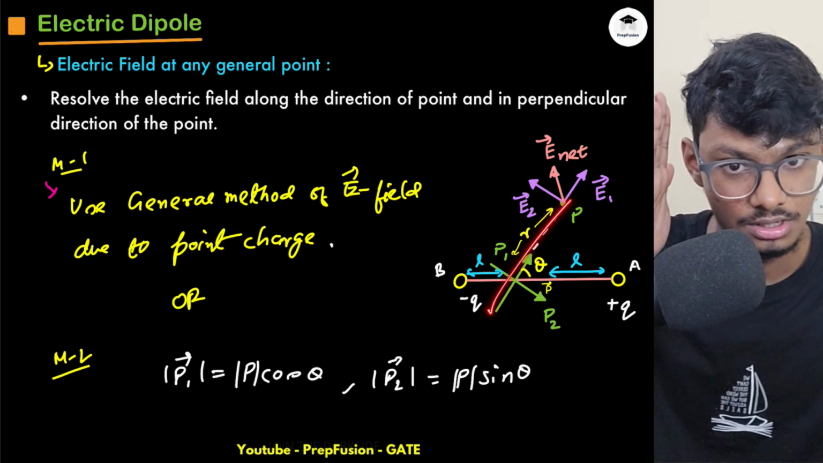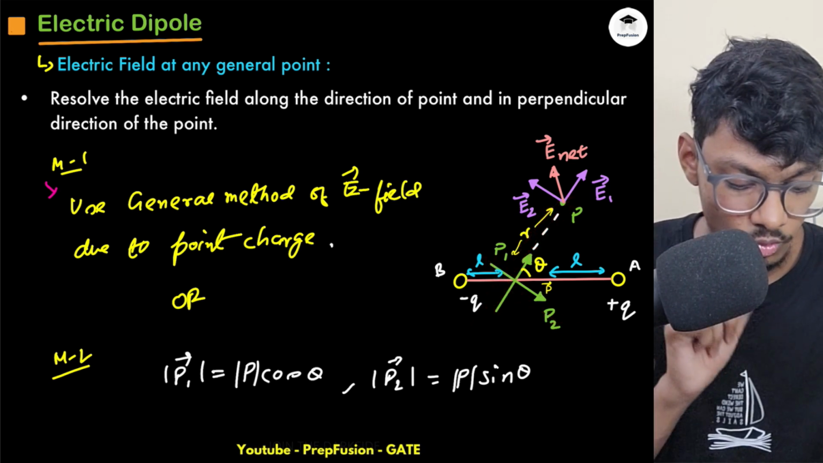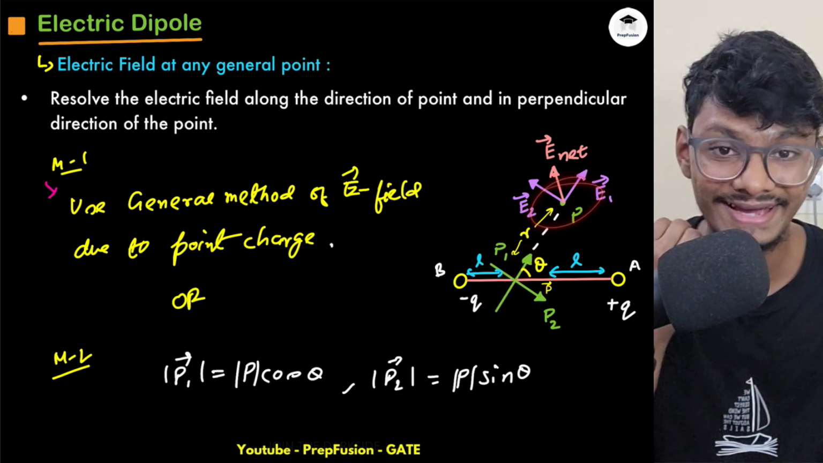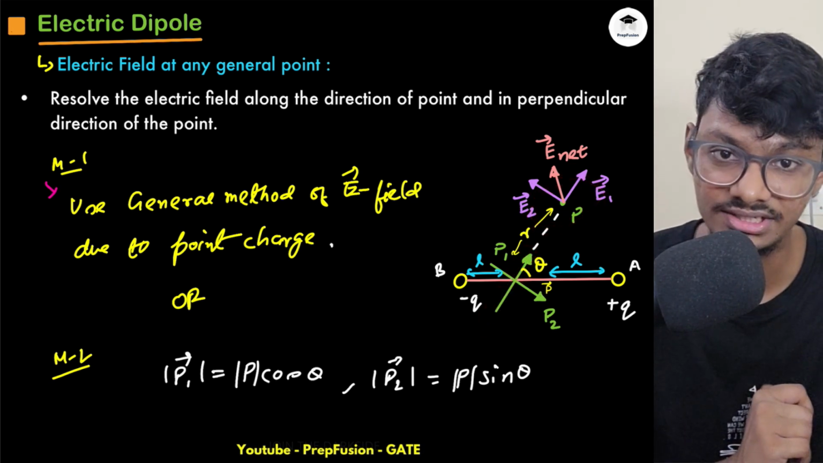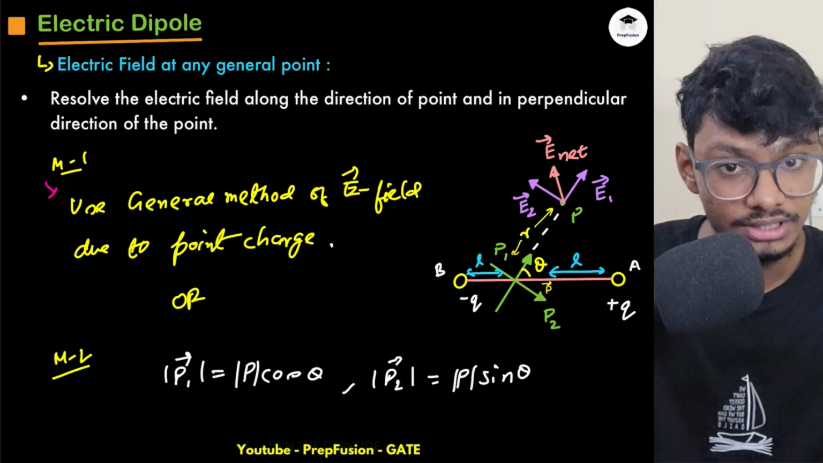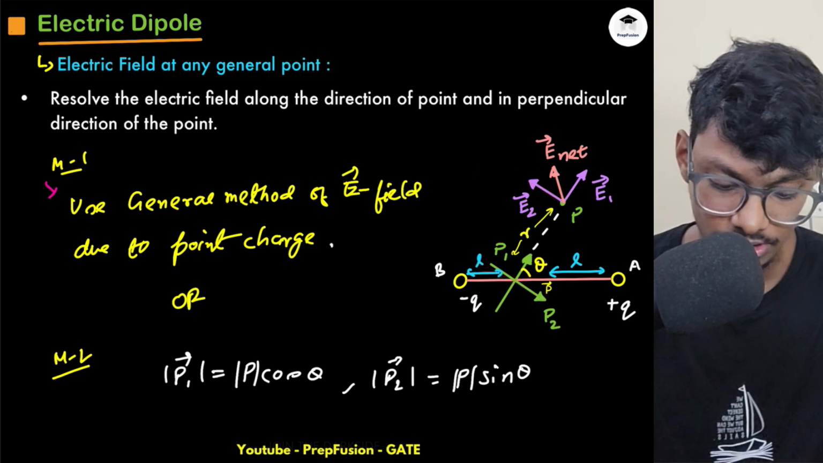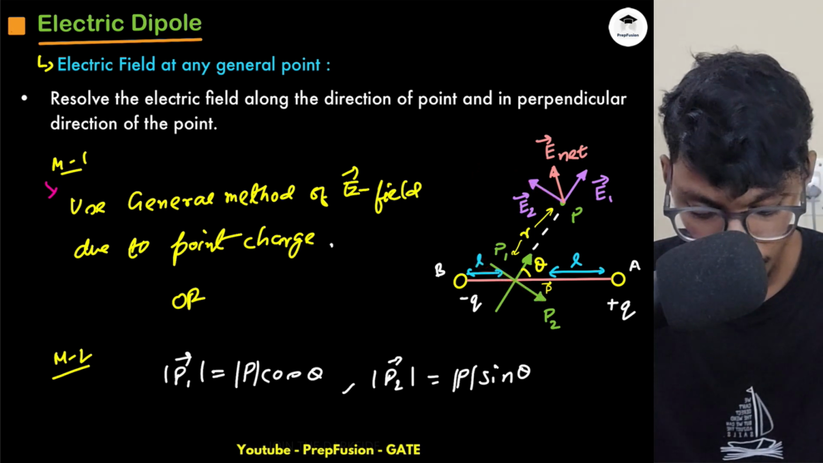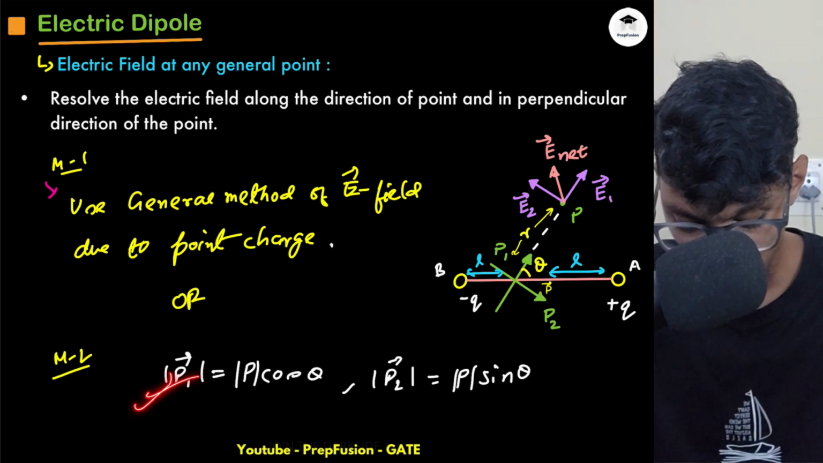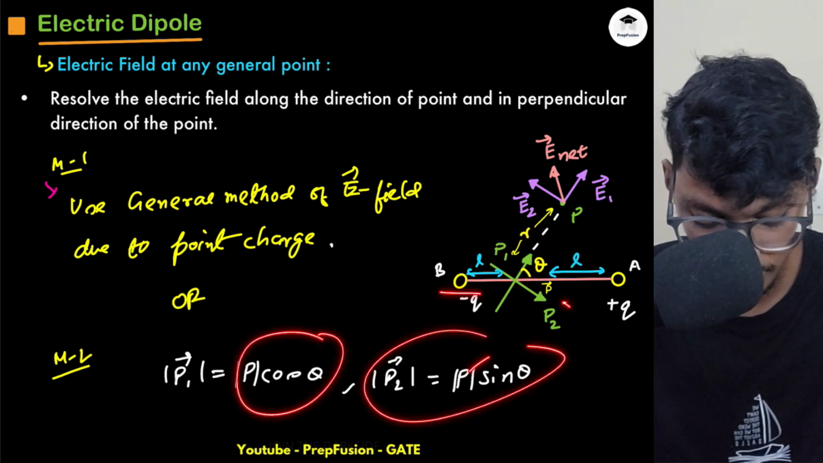One will be along the axis, another one will be perpendicular to the axis, right? Due to this dipole moment, this point will exhibit an axial electric field. Due to this P2 dipole moment, this point will exhibit an equatorial electric field, and the equatorial electric field will be anti-parallel to the P2 dipole moment. So I can exactly do that, correct? Now remember, as I am resolving P in terms of P1 and P2, obviously the magnitudes will also reduce.